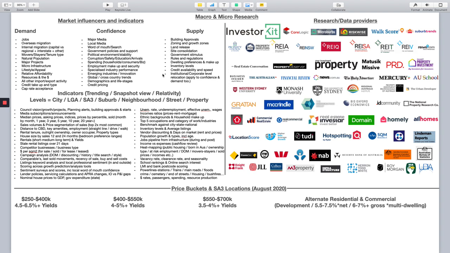Credit availability and speed, institutional and corporate level relocation. Example, we're seeing many massive corporations change their locations or open up new buildings. Think of Northeast Adelaide when Datacom brought a whole bunch of jobs there. That market really picked up with confidence, unemployment rates, and all these different things. 1,200 workers, 1,000 workers going to certain areas.